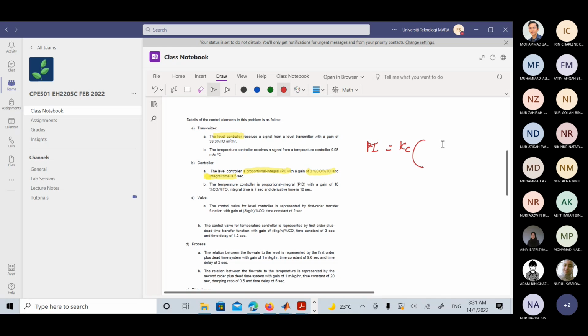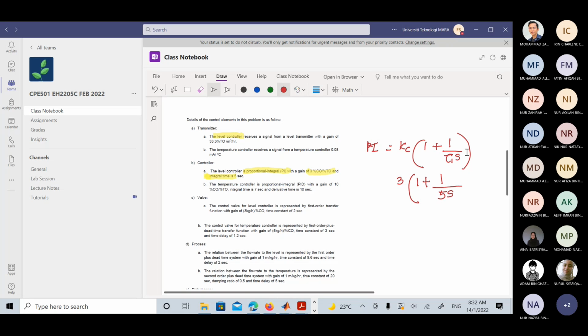times 1 plus 1 over TI times S. Alright. So this is the general term for the PI controller. Okay, so we have the information. KC is gain. So 3, 1 plus 1 over. So what is the integral time? TI. 5 seconds. Alright. So 5 times S.